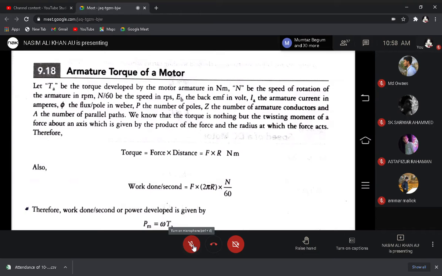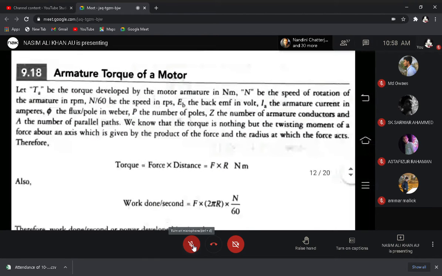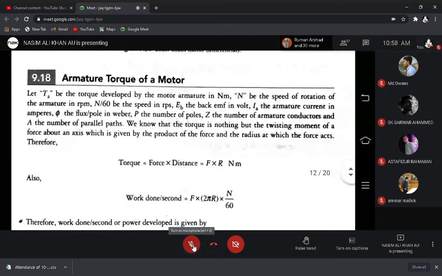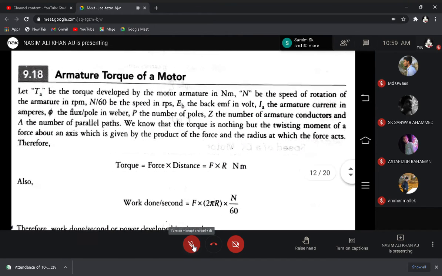So let us see the armature torque. Let T be the torque developed by the motor in Newton meter, and N be the speed of rotation of the armature. The motor has some speed, N, and N by 60 will be the speed in RPS. So if N is in RPM, then N by 60 is RPS.